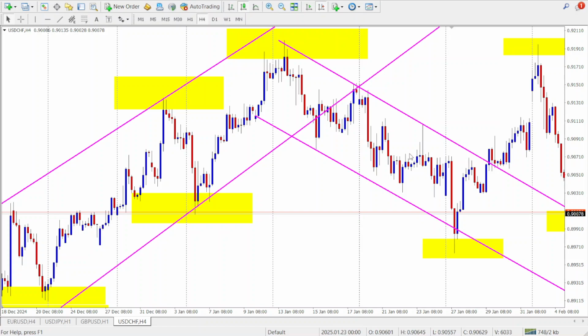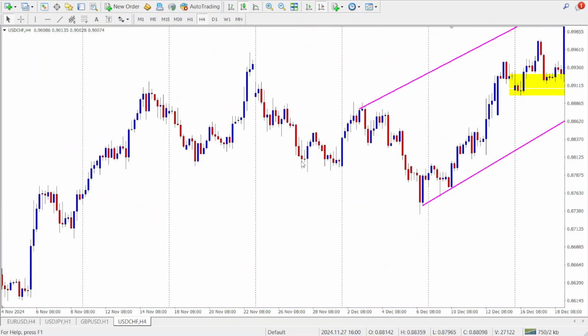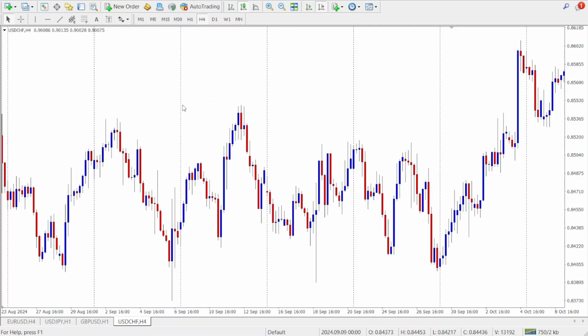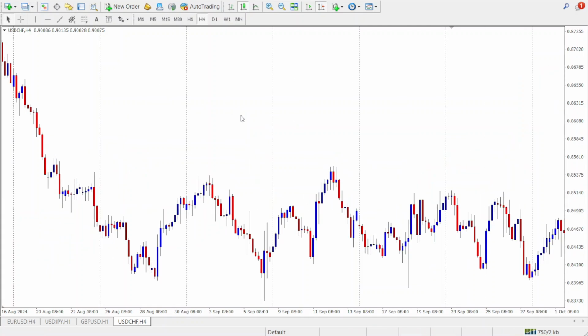These are common areas where smart money targets price before making a move. Okay, then the second step is to watch for liquidity grabs. If price sweeps a key high or low and then quickly reverses, let's just see if we can find a good example. All right, okay, I think we have a good example around here.